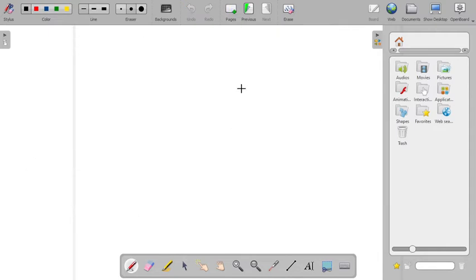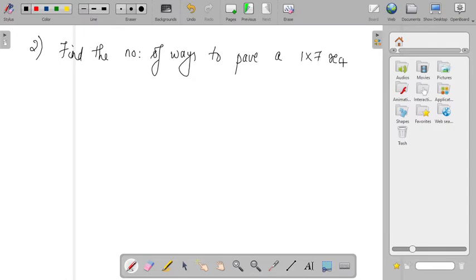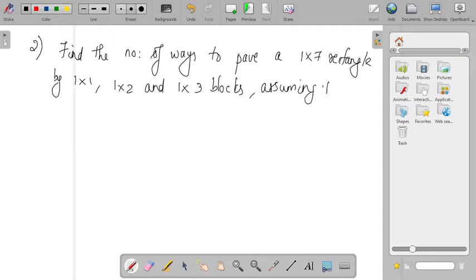And let us see one more example. So the second problem is: find the number of ways to pave a 1 by 7 rectangle by 1 by 1, 1 by 2 and 1 by 3 blocks, assuming that the blocks of the same size are indistinguishable.